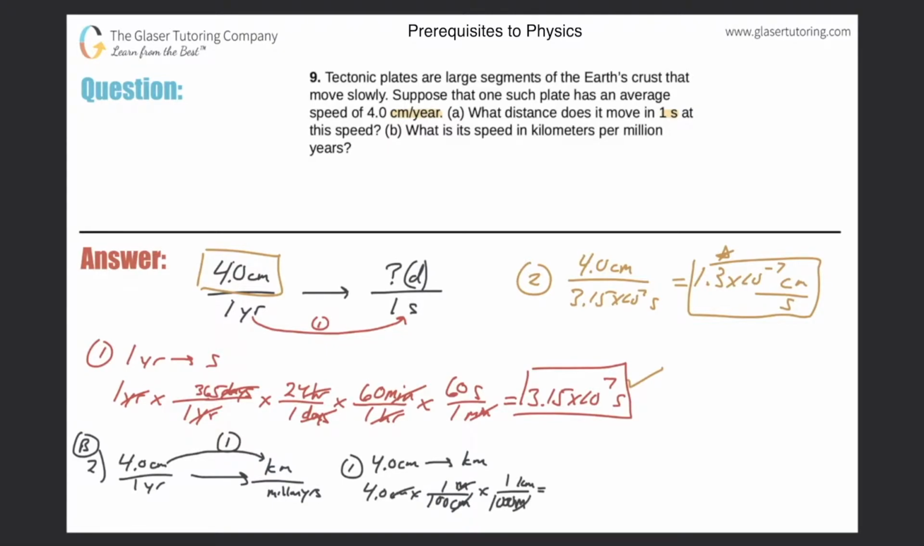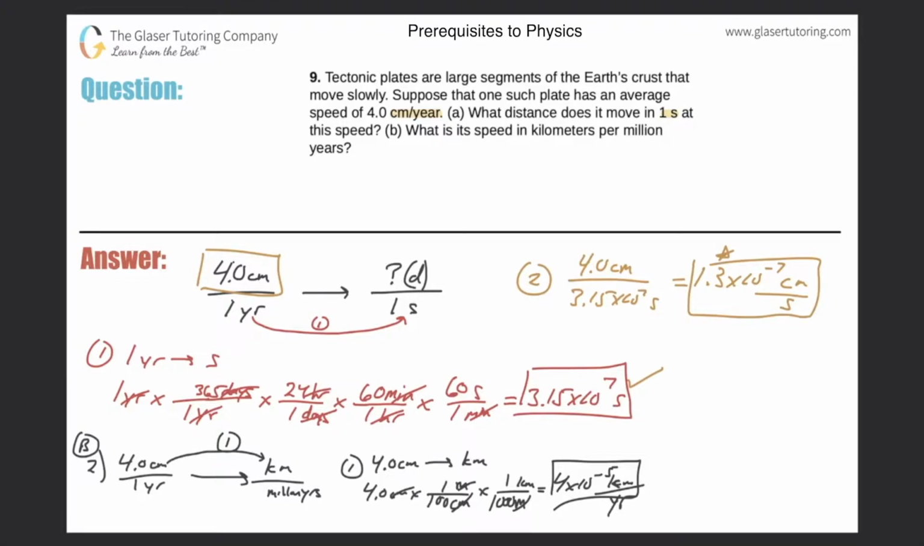So that cancels, right? Now I'm going to take 4, divide it by 100, and then divide it again by 1,000. So this comes out to be 4 times 10 to the minus 5 kilometers. So this is basically how far it travels, right? 4 times 10 to the minus 5 kilometers in 1 year. This value is really still per year because I didn't convert the year value. But I don't want to know the kilometers per year. I want to know the kilometers per million years.